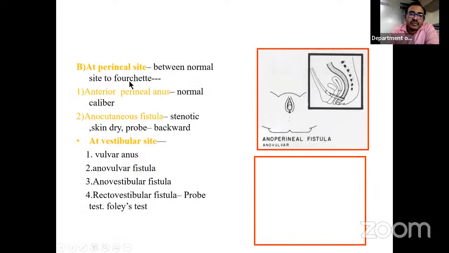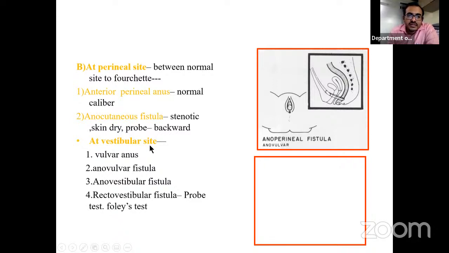Then when the third opening is in the perineum, that means there is absence of the normal anus, with openings from vagina and urethra, and the third opening is somewhere between the anus and vagina. So these are the conditions: anterior perineal anus, where the anus is of normal caliber but anteriorly positioned, and anocutaneous fistula. So there will be a fistula in the perineum.